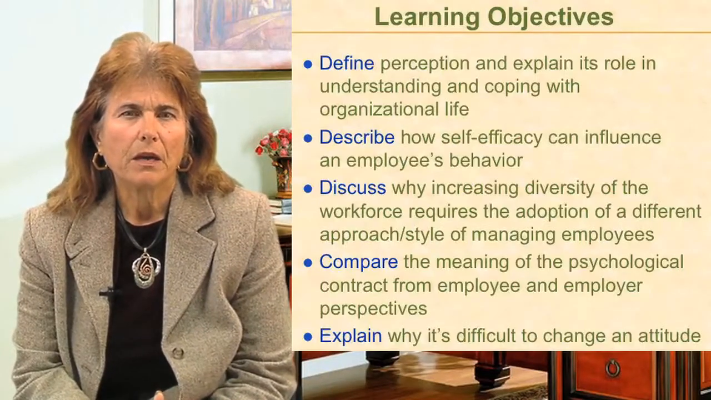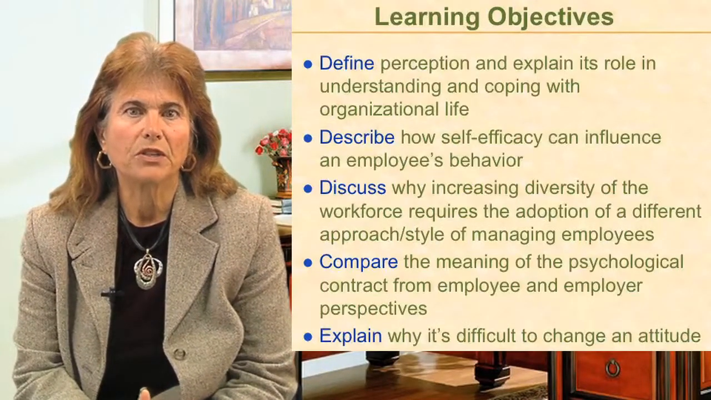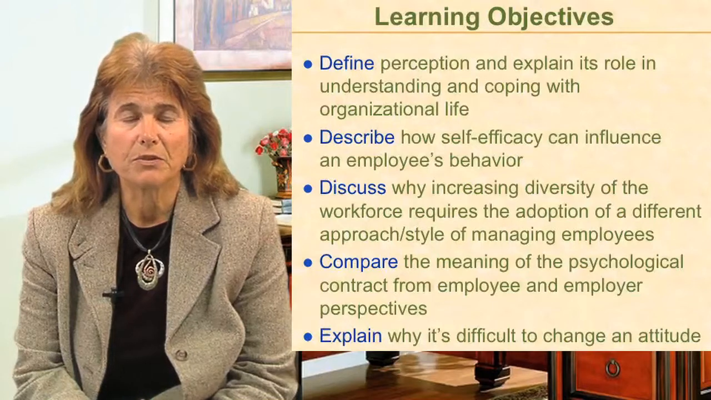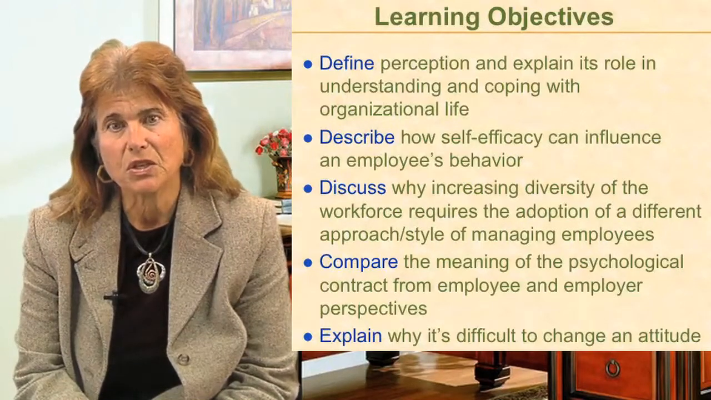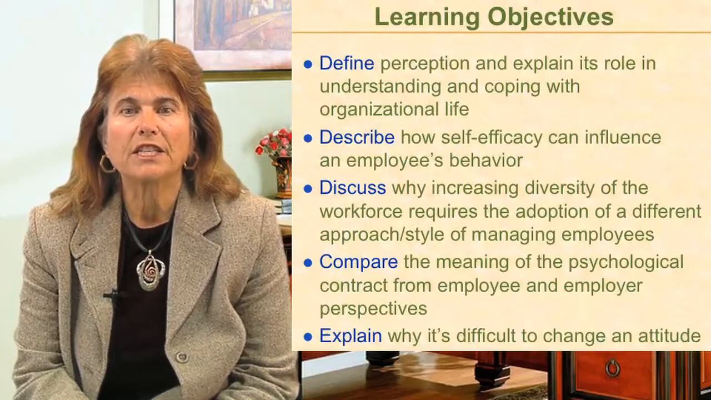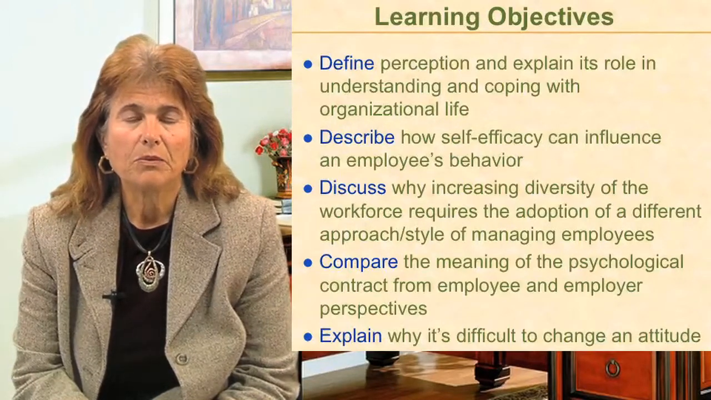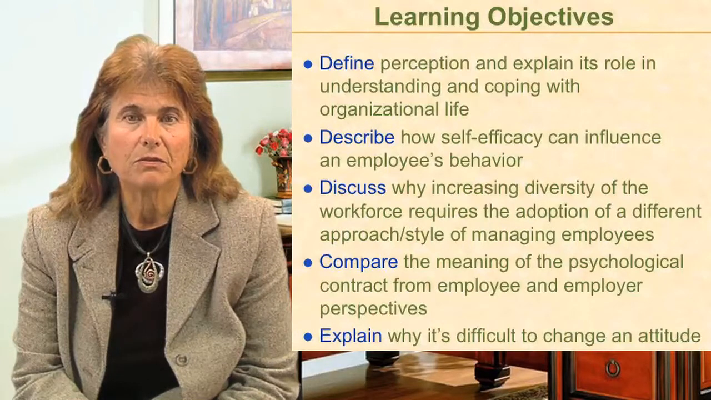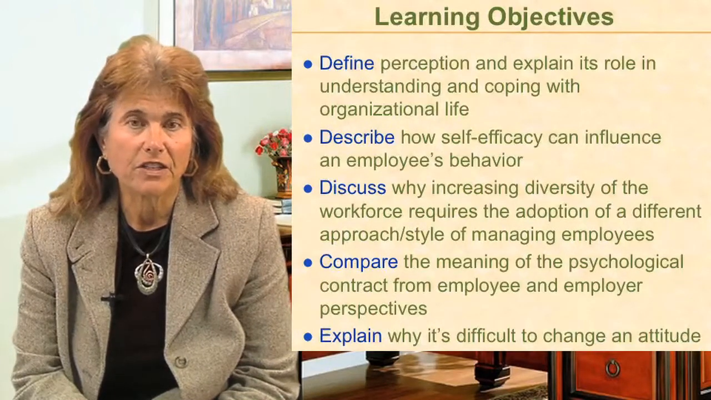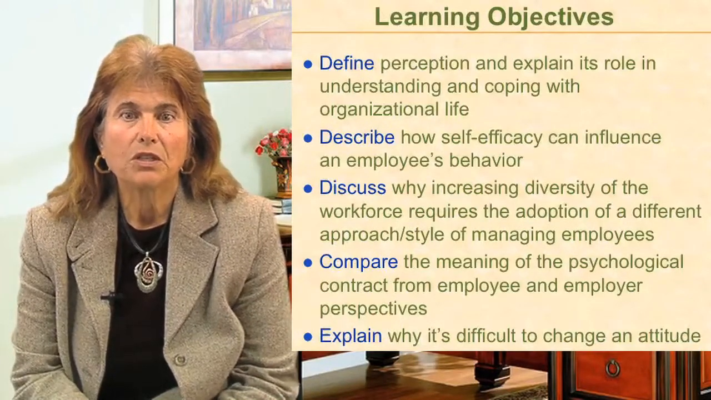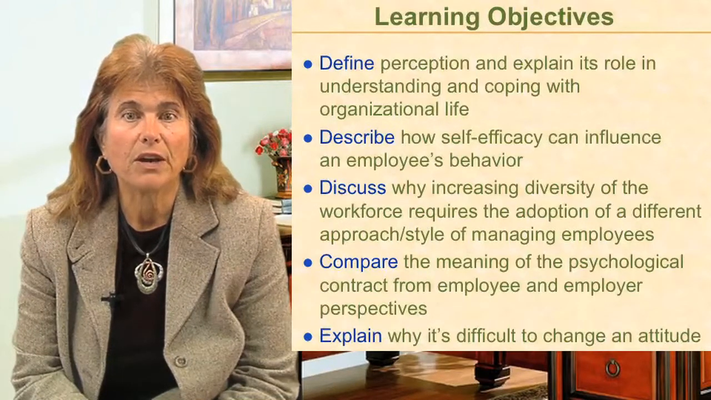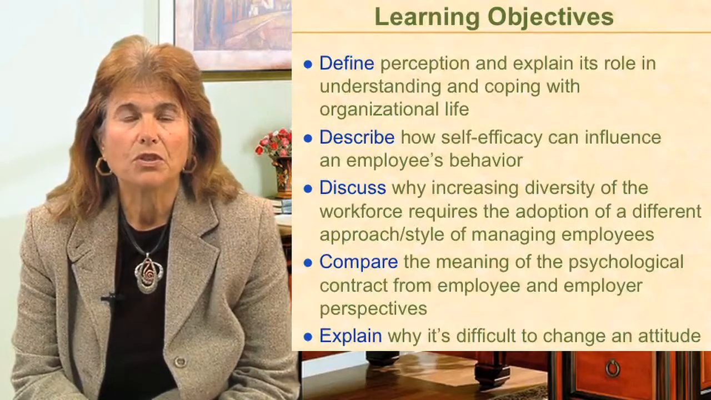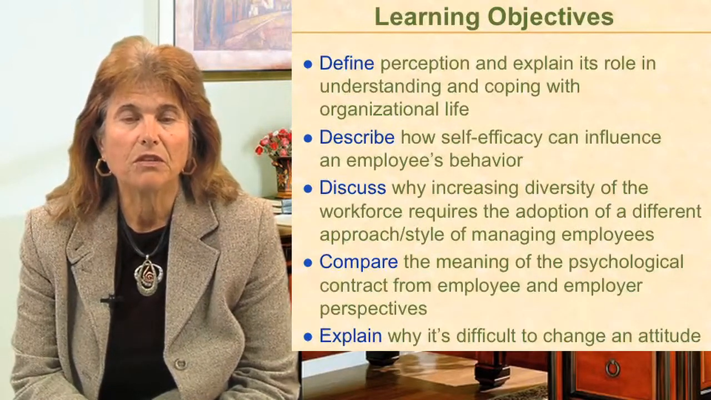In this particular chapter, we're going to talk about perception and explain its role in understanding and coping with organizational life. Perception makes a big difference from an individual perspective of how they perceive things and make decisions. We're going to look at self-efficacy and how people see themselves as being effective or not, and how that affects their ability to do their job. We're going to again address the increasing diversity of the workplace and how that requires a different approach to managing people in terms of individuality.